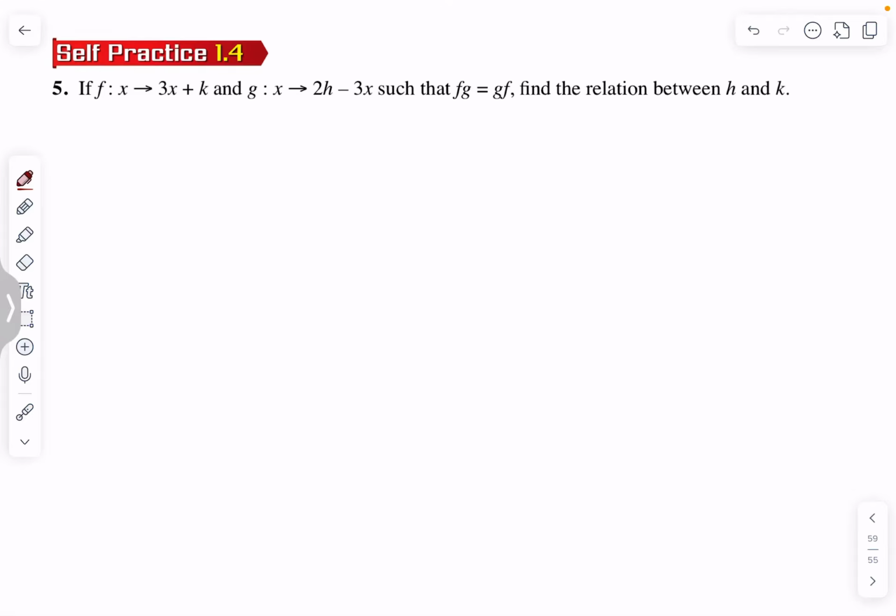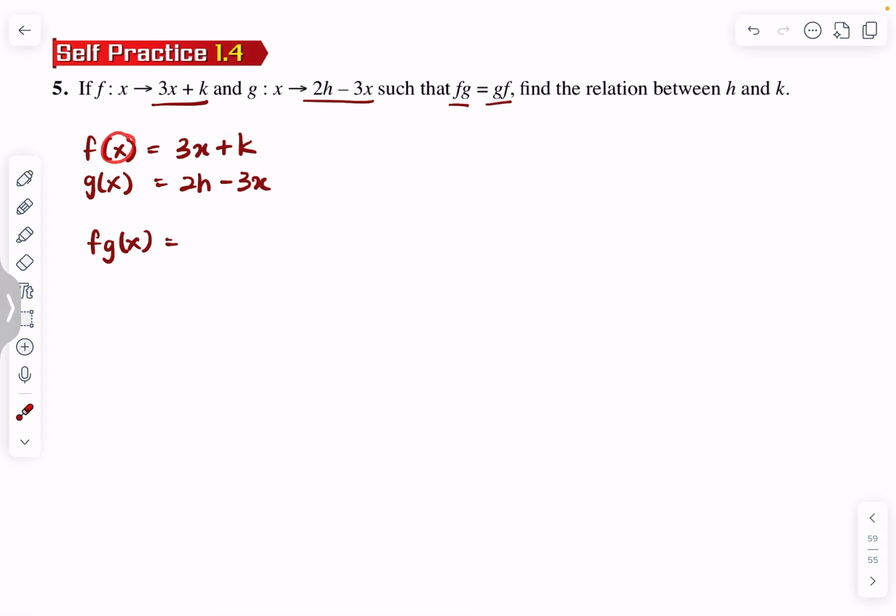Question 5. If f(x) is this and g(x) is this, such that fg equals gf, find the relation between h and k. Right. So if f(x) is 3x plus k, g(x) is 2h minus 3x. First, let's find what is fg(x).